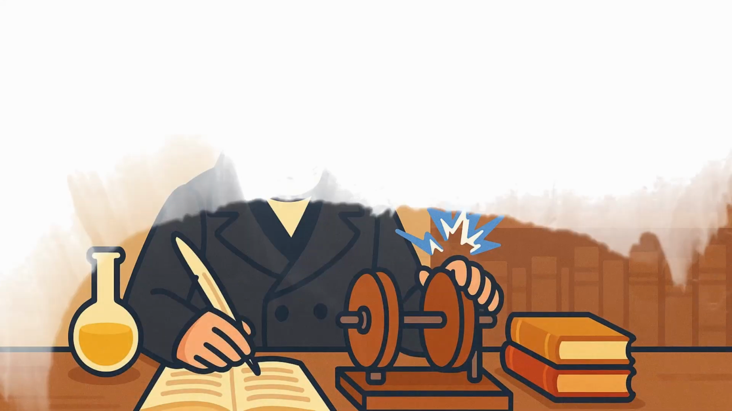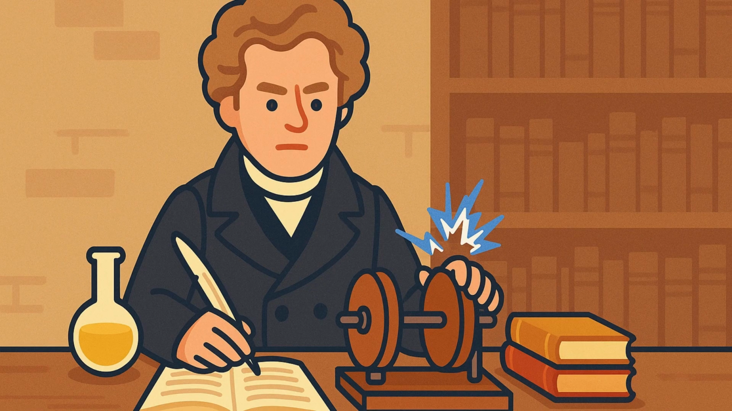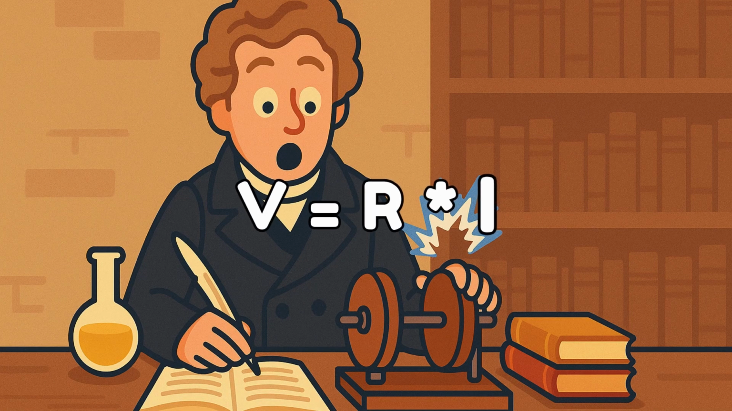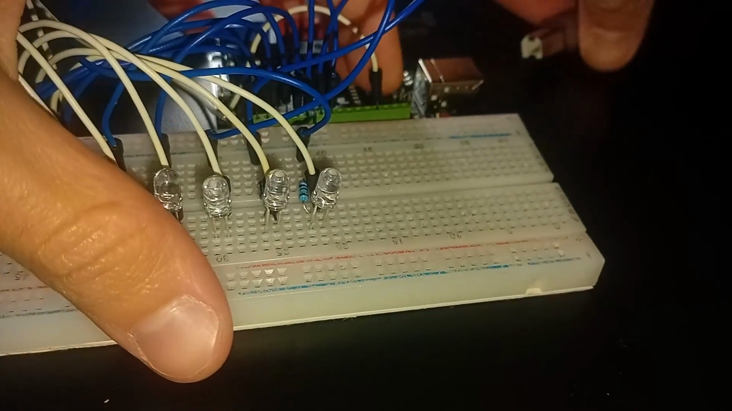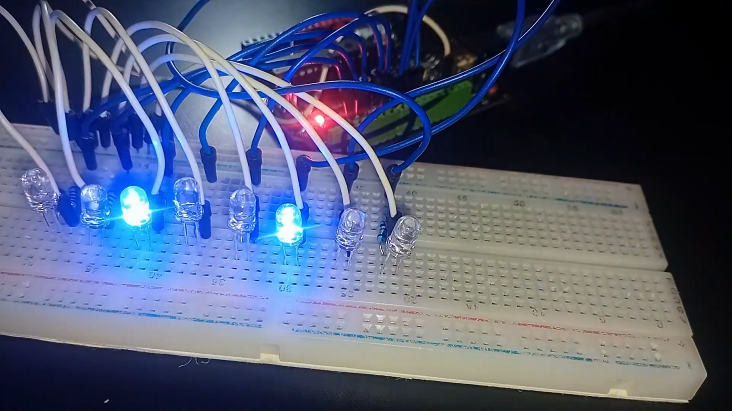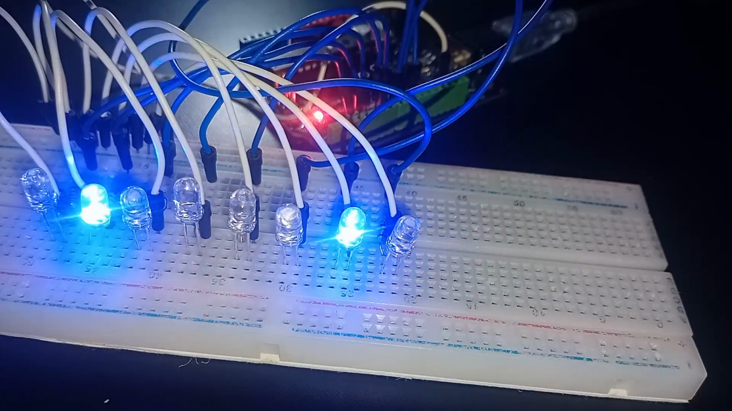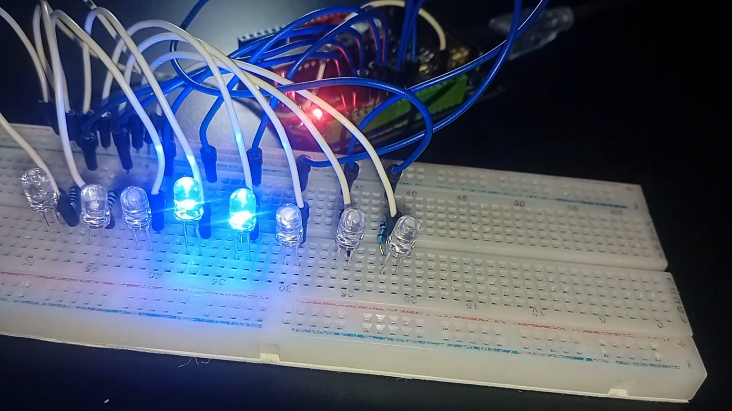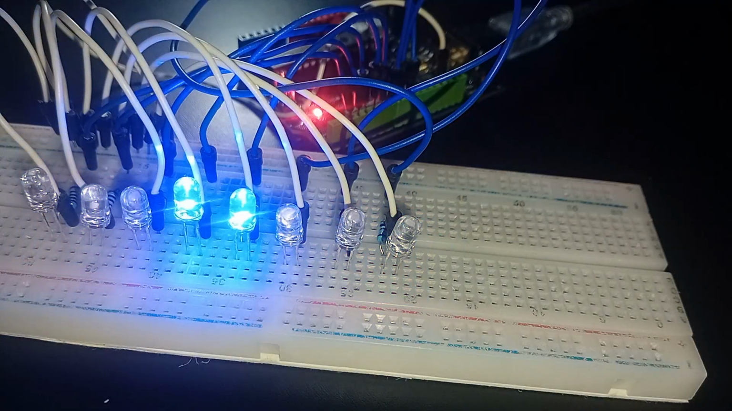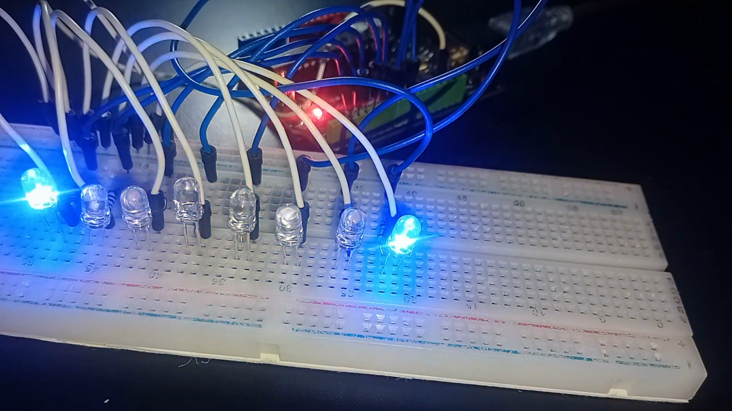In the 1800s, a scientist named George Ohm discovered a relationship between these three things: voltage, current, and resistance. That relationship is known as Ohm's law. Voltage equals current times resistance. This means if you increase voltage while keeping resistance constant, more current flows. If resistance goes up and voltage stays the same, current goes down. You can think of voltage as water pressure, current as the flow of water, and resistance as a narrow pipe that restricts the flow. That's the core of electronics.